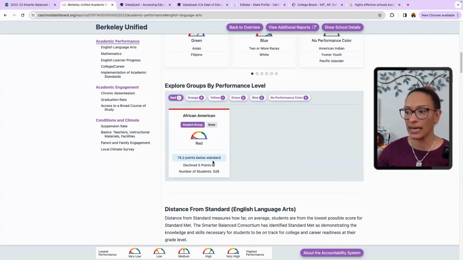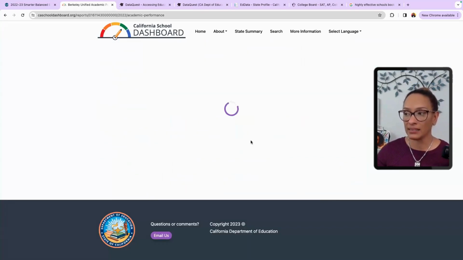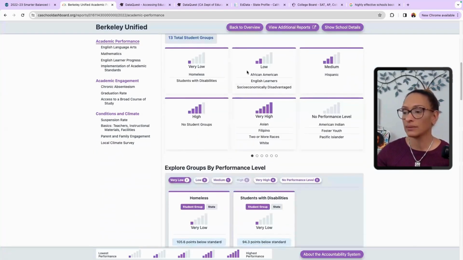And this one tells you that the students are 74.2 points below standard as a whole. So out of the 528 students, they declined by 5 points. So if they had maintained, let's say they were orange last year, we could probably look at that. As a matter of fact, we can look at that. You can change it by year. So if we just do that, we come down here and let's see.